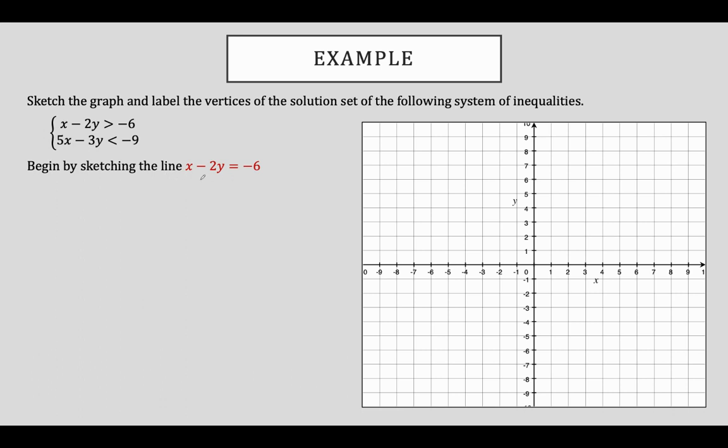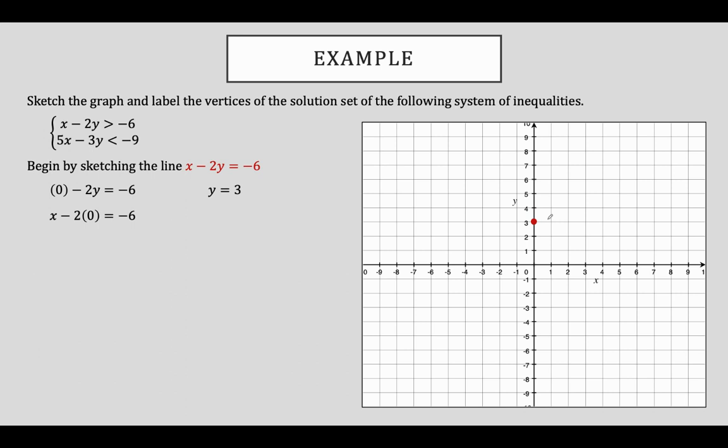Here we have a line that is written in standard form, ax plus by equals c. Again, I always think it's easiest to plot the intercepts here, and then we can sketch the line afterwards. So plug in 0 for x. Plugging in 0 for x will give us our y-intercept. 0 minus 2y is equal to negative 6. Dividing both sides by negative 2 gives me y is equal to 3. We have a y-intercept here at (0, 3).